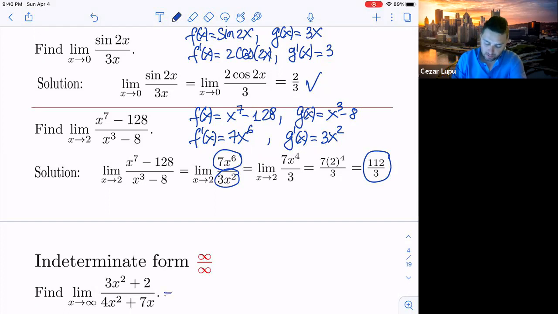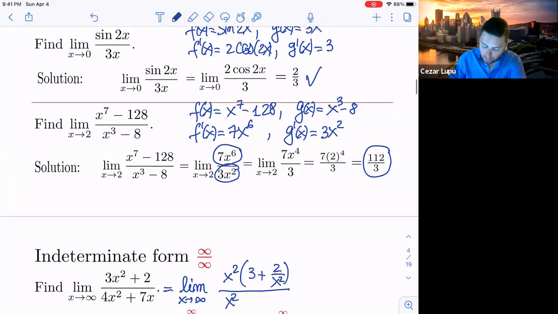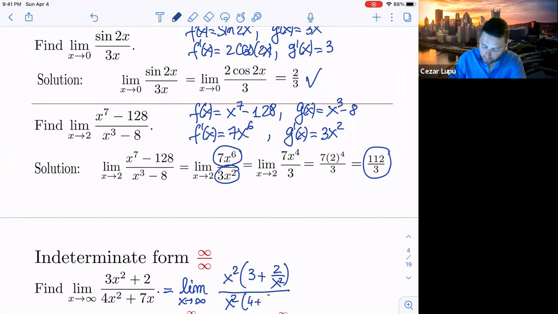So this will be the limit as x approaches infinity. What did we say? We identify on both top and bottom the monomial with the greatest power. On top it's x squared, on the bottom it's x squared. We're going to force x squared here, so this will be x squared times 3 plus 2 over x squared, and on the bottom, x squared times 4 plus 7x over x squared. So this would be the limit as x approaches infinity.